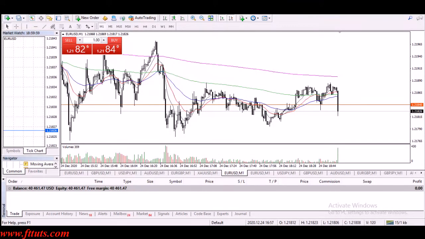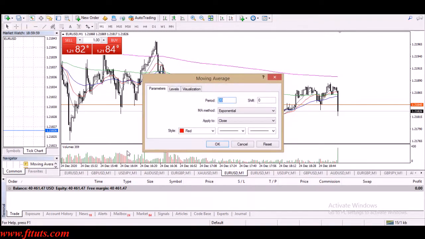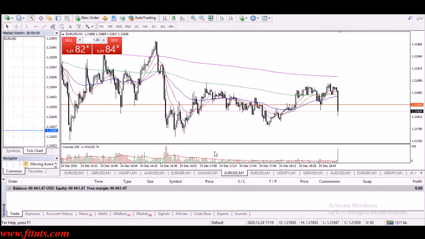Okay, we've made a mistake. We did not apply to the right data. I will repeat, and I'm glad that I made it here, so if it happens with you, now you know how to fix it immediately. So 20, exponential, red, and apply to first indicator's data. Otherwise it will be applied to the main chart. Okay, and that's it. Now EMA 20 is on your volume.